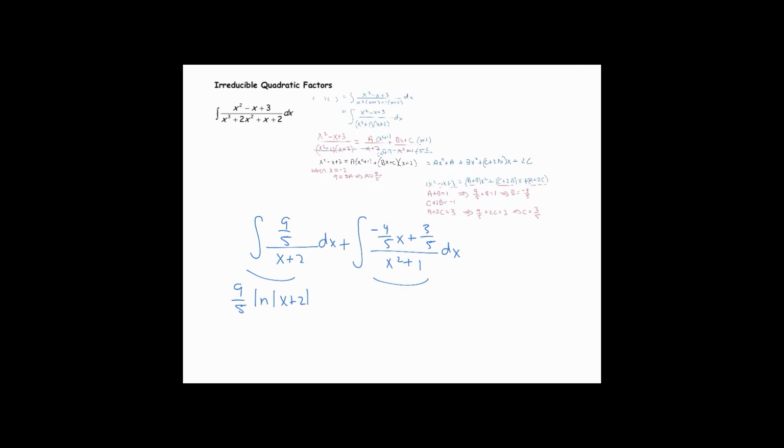Well, I'm going to break it up. I'm going to write it as -4/5 x over x squared plus 1, well, I'm going to write it like this. If you multiply the top and the bottom by 5, you end up just getting this. And then this becomes 3/5 over x squared plus 1.